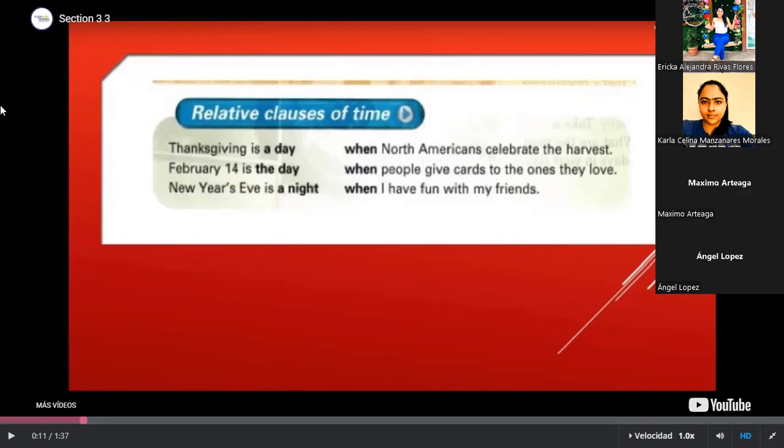La composición de dos oraciones, una independiente y una dependiente, en el cual la independiente informa de algo y la dependiente simplemente es una información extra que depende de la oración principal, de lo que nosotros estamos haciendo referencia. En este caso, hacemos referencia al Thanksgiving, al February 14 y al New Year's Eve. ¿Okay? El resto de la información es complementaria.